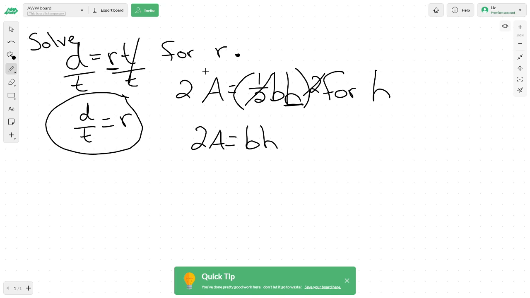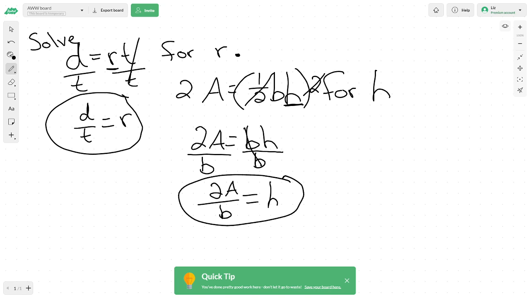So I still have this b, though, that's being multiplied. Since b is being multiplied to h, I'm going to divide. The b's cancel out. So 2a over b equals h. And again, I am done. I have no other values to plug in, nothing else I got to do. I just had to get h by itself, and it is, so we are good.